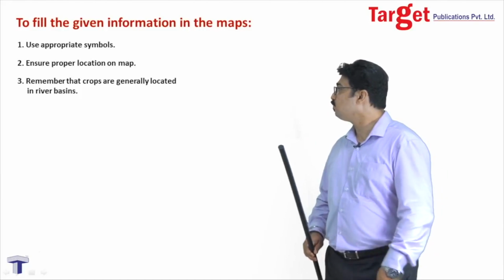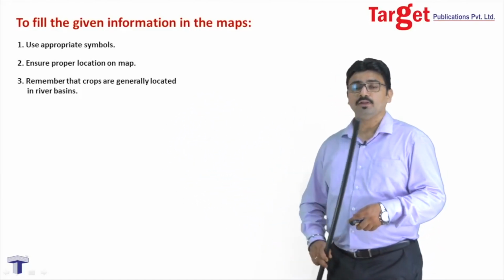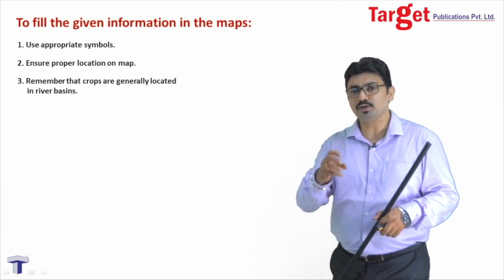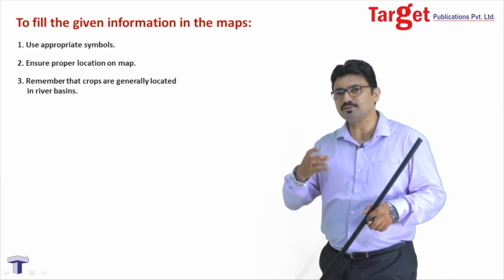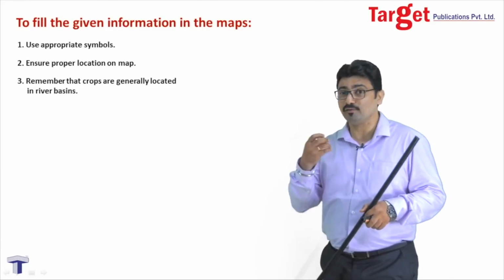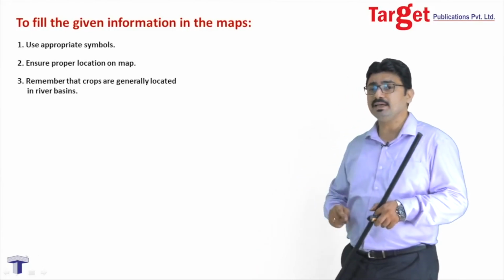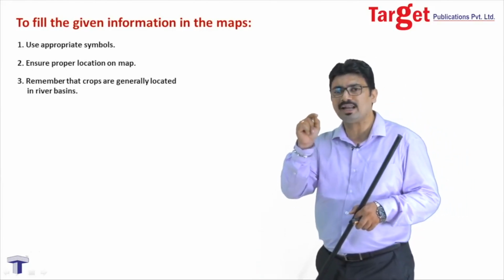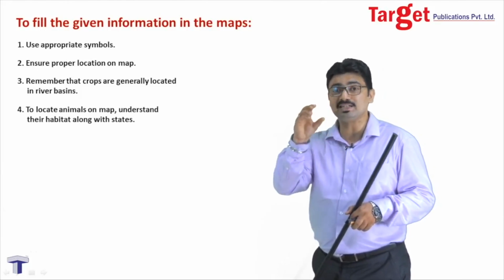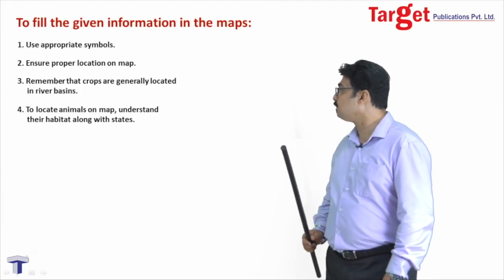Okay. The next important point is how to locate crops. Now friends, we all know that crops or cultivation occurs more in a river basin where the soil is fertile, where the conditions are more favorable for cultivation. So crops can be located easily if you generally know what climate they require and which is the nearest river basin. So you can locate crops in that river basins.